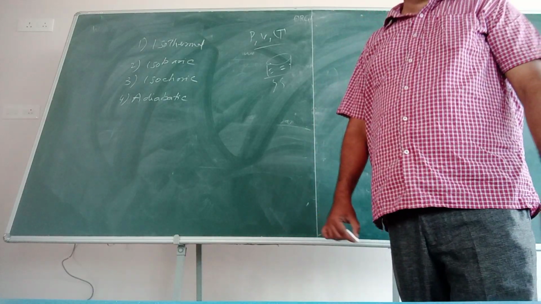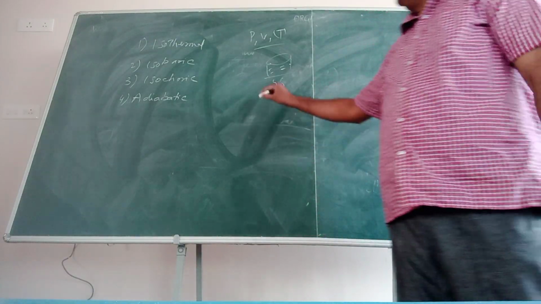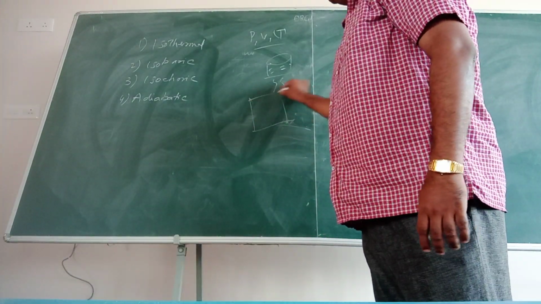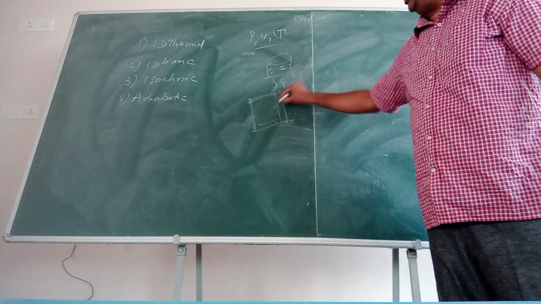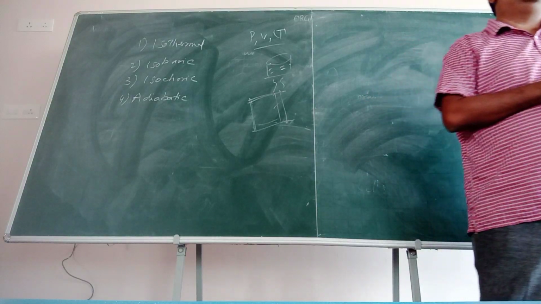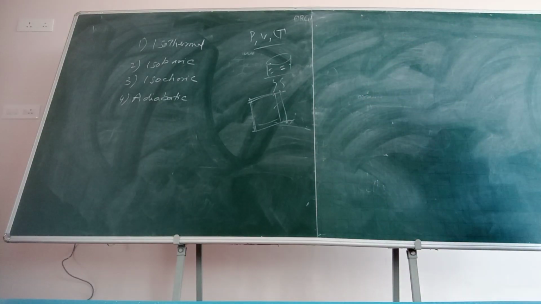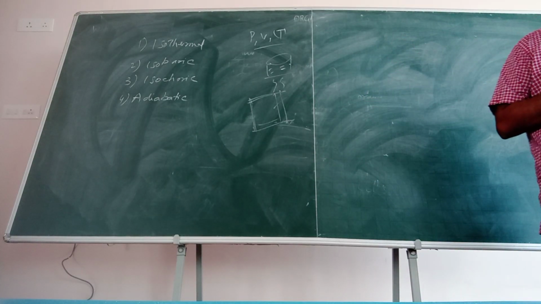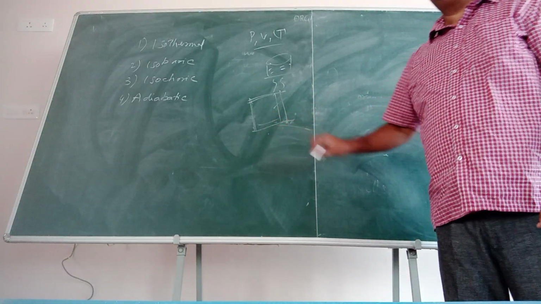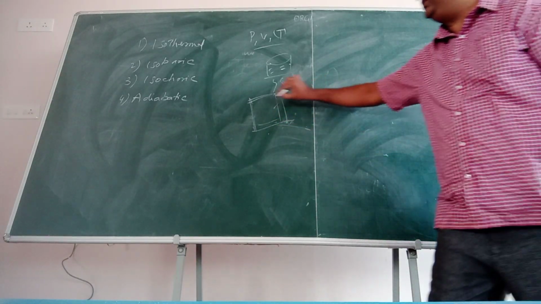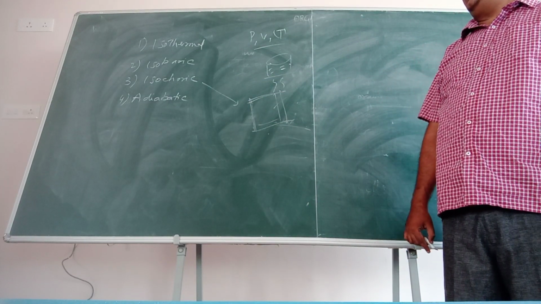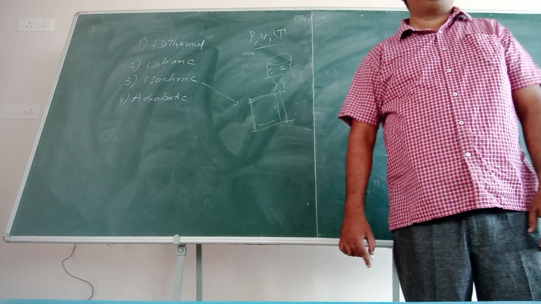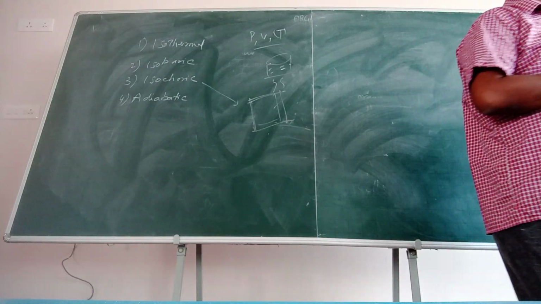Isochoric means volume should be kept constant. Suppose you take a closed container. A closed container has a fixed volume. That means volume is constant. You have taken a gas and you are heating it, let us say. So this process is isochoric. Clear? Adiabatic means here actually no heat transfer happens.